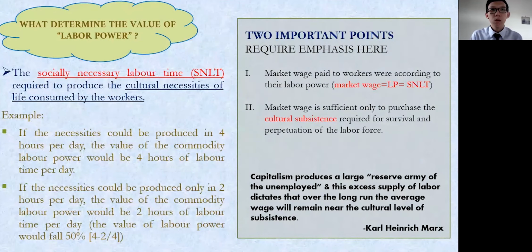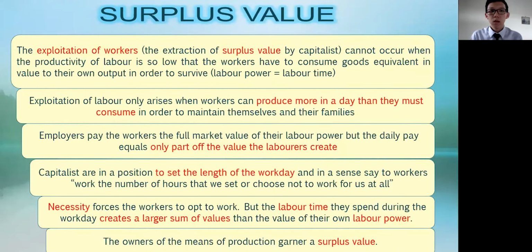How do we determine the value of labor power? It can be said that the value of labor power is equal to the socially necessary labor time (SNLT) required to produce the cultural necessities of life consumed by the worker. Surplus value is the extra value. It arises when the labor time the workers spend during the workday creates a larger sum of value than the value of their own labor power.